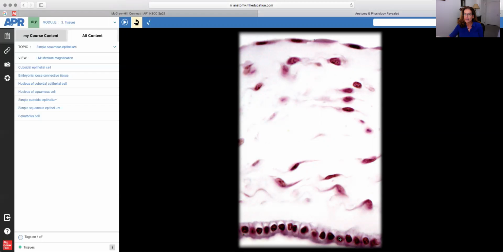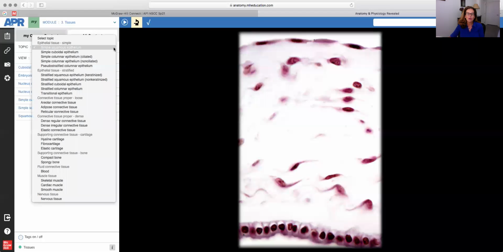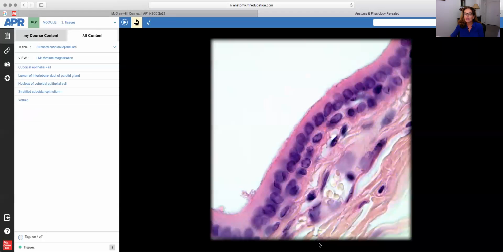Now let's take a look at a different kind of cuboidal cells that we call stratified, because now we're adding another layer. So now it's not just one layer of cuboidal cells, but we added a second one. So the definition of stratified is more than one layer of epithelial cells. And still, it's the same structure, the same shape. So again, cuboidal, but stratified this time.